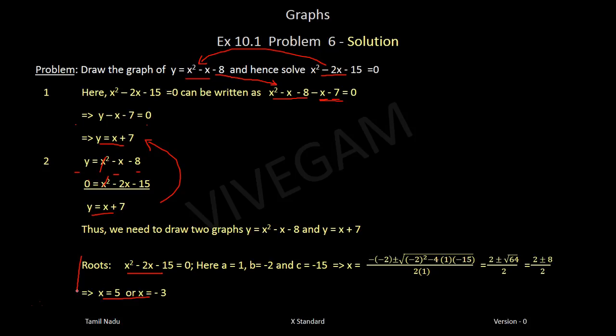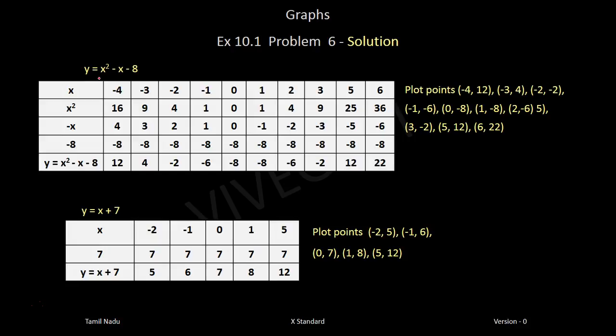Now we'll go ahead and prepare the table. So y equal to x square minus x minus 8, and we want to have it from minus 4 to 6. If you have too many points, you can take off 1 or 2 points. So if you want, you can take off minus 4 and minus 2. I'll leave it to you. But a few more points will get the curve a little smoother. That's all it is. As usual, the first row is all the x values, the second row is x square, the third row is minus x, the fourth row is the constant, and the fifth row is the y.